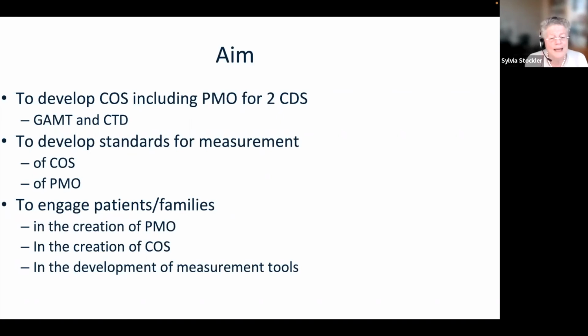And we will do that for GAMT and for creatine transporter deficiency. So this will be two different iterations of the project. We don't do it together, but we will do it first for creatine transporter deficiency and then for GAMT deficiency. And we will develop standards for measurement also, because we need to know how we can measure those outcomes, and the measurements also need to be standardized. So everybody who uses those core outcome sets in the future also needs to measure them with standardized measurement tools.